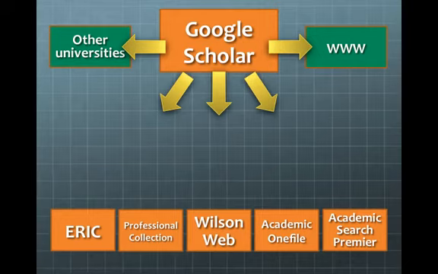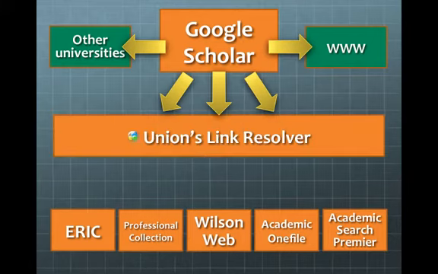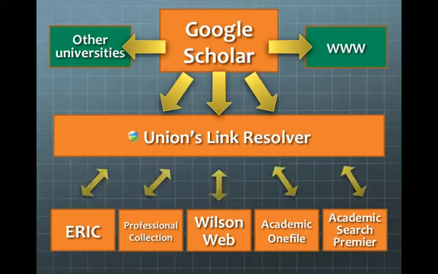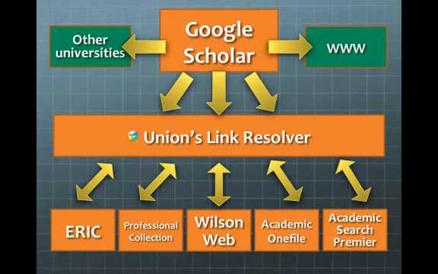One thing I want to point out is that Google Scholar communicates with Union's databases through that tool we saw earlier in the first screencast, which we call the link resolver. So the link resolver is this piece of software that talks back and forth with all the databases. It's almost like the go-between between Google Scholar and the databases, and helps determine if there is some availability of these articles within Union's databases.